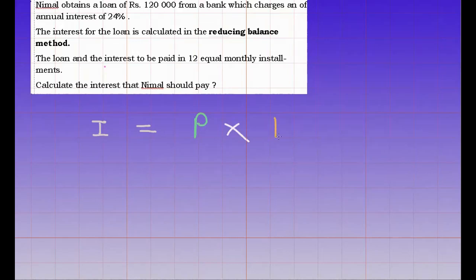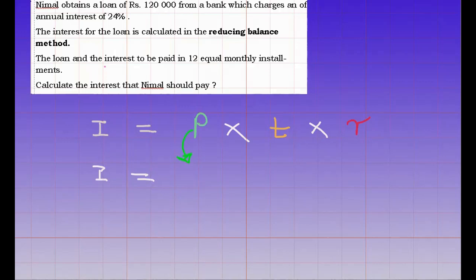That's T, times the interest rate. That's R. All right. So I equals, now remember, if it's a simple interest question, what would you write for P, the principal? The entire loan amount obtained by the person.